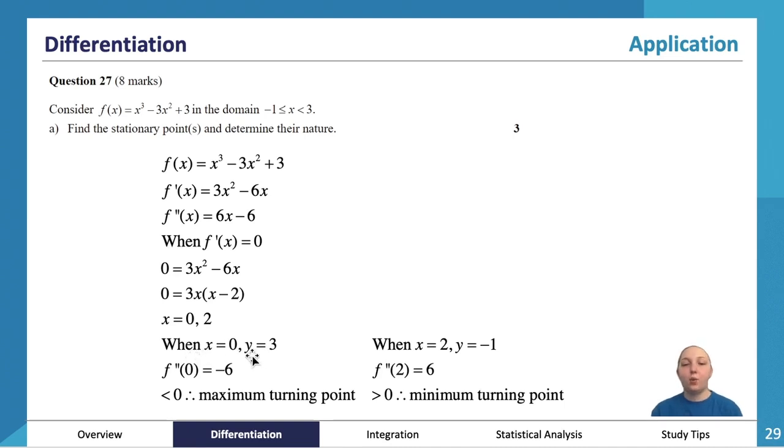First, when x equals 0, our y point, which we found by putting back into the original, is going to be equal to 3. And at that point, f double dash of 0 is equal to negative 6. Because it's less than 0, this is therefore going to be a maximum stationary point or maximum turning point. Doing the same thing with x equals 2, we pop x equals 2 back into our original equation, you'll get y is equal to negative 1. Substituting 2 into our second derivative, we get f double dash of 2 is equal to 6. Because that is greater than 0, this is going to be a minimum turning point. Okay, that's all you really need to do there.